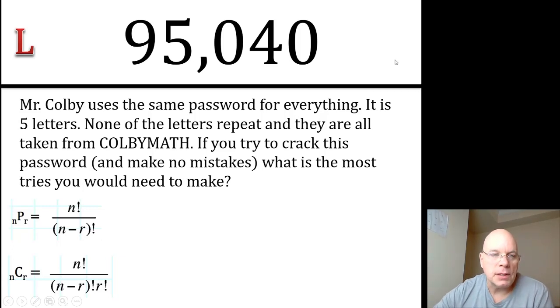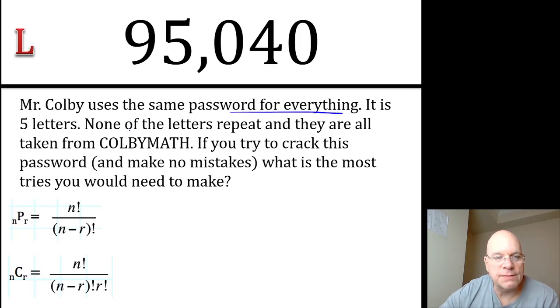Right. Mr. Colby uses the same password for everything. True story. It is 5 letters. Maybe that's true, maybe it's not true. None of the letters repeat. Oh, that's important. And they are all taken from Colby Math.